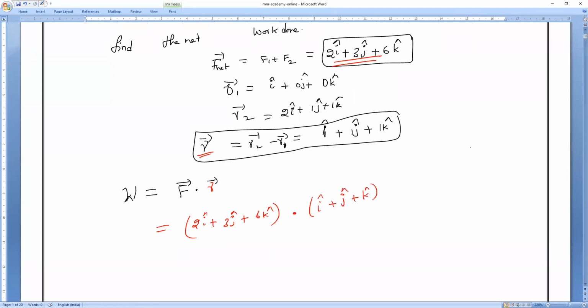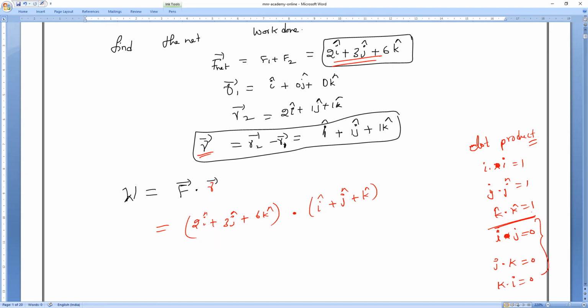We all know that if it is a dot product, i dot i is equal to 1, j dot j is also 1, and k dot k is also 1. If it is i dot j, it is 0, j dot k is also 0, and k dot i is also 0. Am I right, all of you?